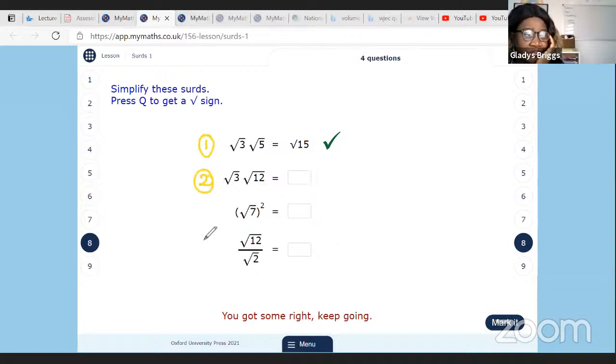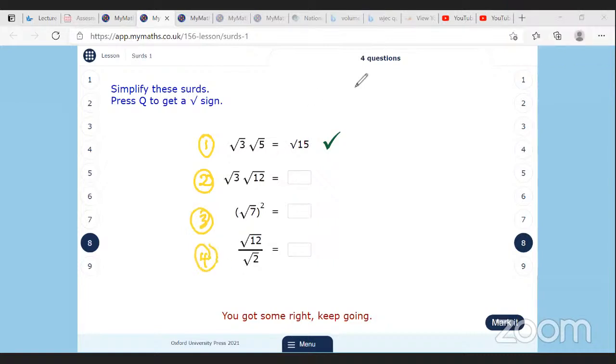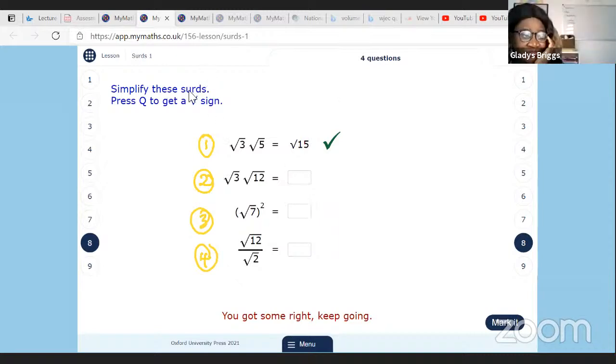36. Square root of 36. Can that be simplified any further? Yes, 6. Let's try 6 then. Yeah. Well done to both of you.